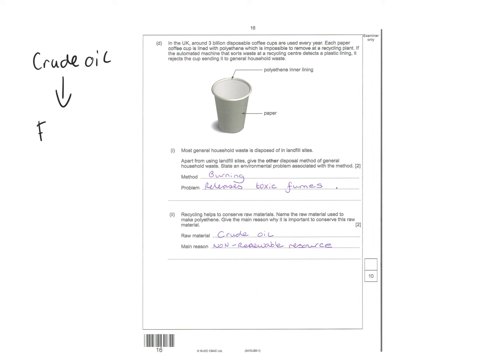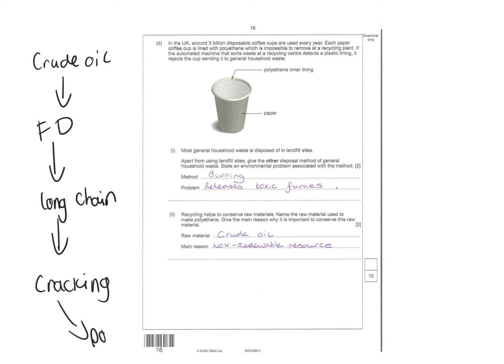And then you separate them using fractional distillation. Fractional distillation makes loads of long chain ones that aren't as useful. We separate those long chain ones using cracking. Okay, and then if you're going to make a plastic, use polymerization. So it is quite a long and drawn out process, but its starting point is crude oil.